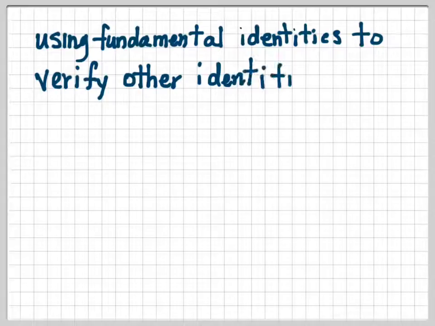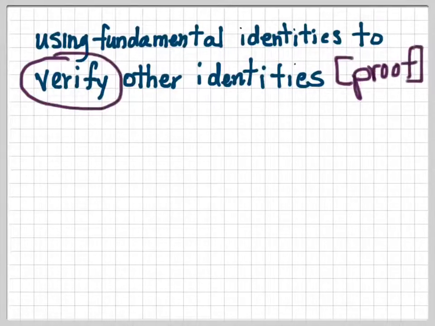Okay, so we need to use fundamental identities to verify other identities. This is like proofs. This is like when you were in geometry and you were trying to prove that one triangle is congruent to another triangle. You had to go through certain steps that you knew to be true in order to get to that. So verify and prove are going to be like the same word.